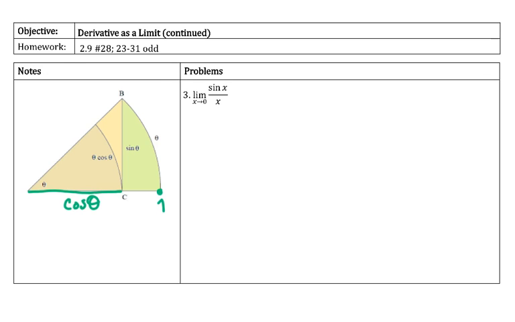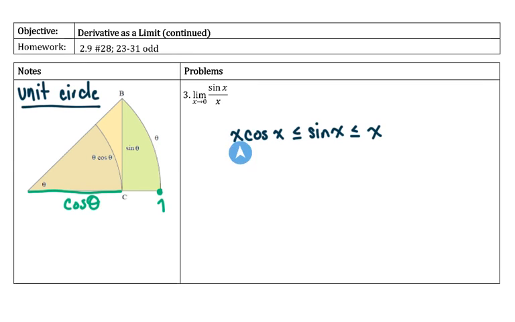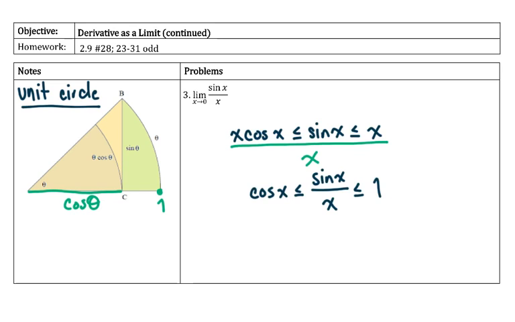What we know based on this diagram, this section of the unit circle, is that x cosine of x, this little one, is less than or equal to sine of x, this medium one, which is less than x, the outside. Now what we can do is we now have this inequality, and I'm going to divide everything by x, which I'm absolutely allowed to do, and then I'm going to take the limit of all of these together. And again, as long as I do the same thing to each part, that's fine. We know the inequalities will hold.